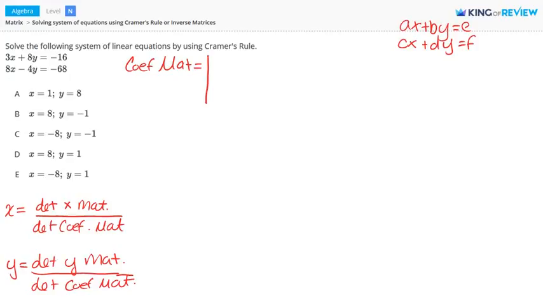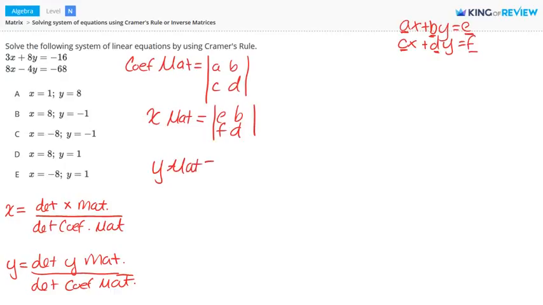So the coefficient matrix is going to be the coefficients on the x and y terms. So we have A, B, C, and D. The x matrix is equal to E and F, and you notice E and F are the constants, and then we have B and D. And then the y matrix is equal to A, C, E, and F. So this is how we set up the matrices.